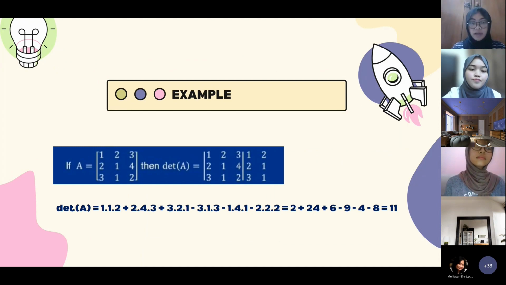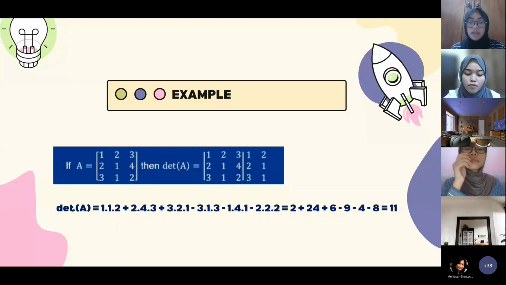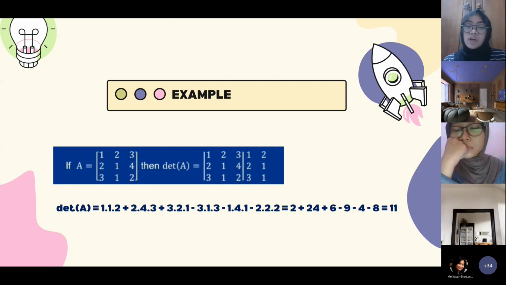For example, if matrix A has the numbers 1, 2, 3, 2, 1, 4, 3, 1, 2, then the determinant of matrix A is the product of 1 multiplied by 1 multiplied by 2, plus the product of 2 multiplied by 4 multiplied by 3, plus the product of 3 multiplied by 2 multiplied by 1, minus the product of 3 multiplied by 1 multiplied by 3, minus the product of 1 multiplied by 4 multiplied by 1, minus the product of 2 multiplied by 2 multiplied by 2, which is equal to 2 plus 24 plus 6 minus 9 minus 4 minus 8, equal to 11.